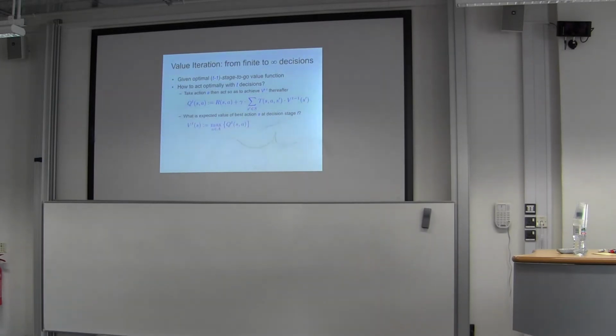Okay, so then what's the best action? If you've got the Q values, telling you the value of every action in every state, what's the best value that you get? Obviously, just a max over the Q value. Does anyone recognize these two equations?